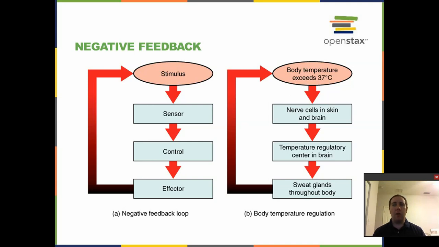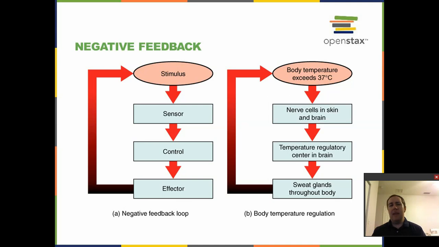Those nerves are going to send signals to the brain, and the brain is going to say, uh-oh, my body temperature is going up. This isn't good. I need to do something to get this back down. So it sends a signal to our sweat glands. The sweat glands release sweat. The sweat brings our body temperature back down to 37. That means that the whole system then shuts off.